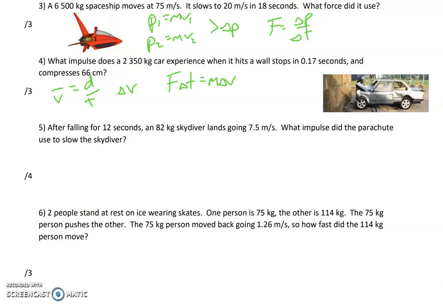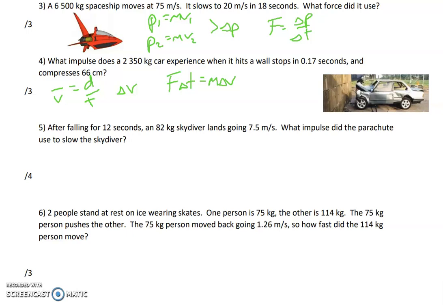So you have the m delta v, which would work really nicely to calculate the impulse. All right, number 5: after falling for 12 seconds, he's going 7.5. When the impulse of the parachute slows the skydiver, okay, well, we can use a little gravity with this one, obviously.